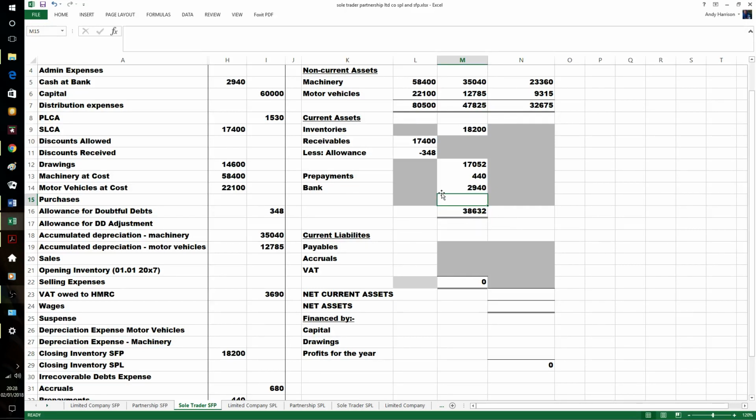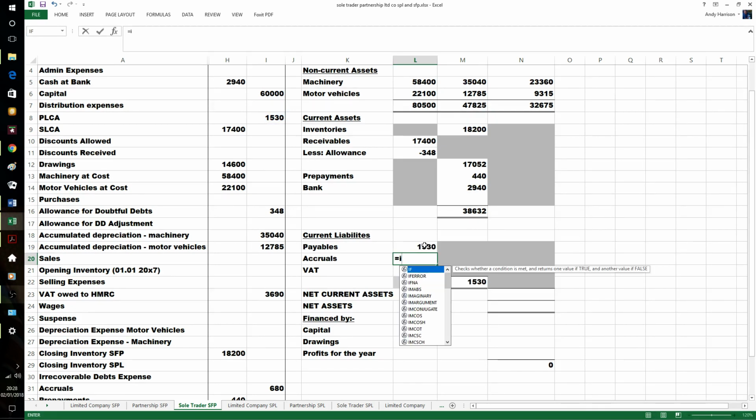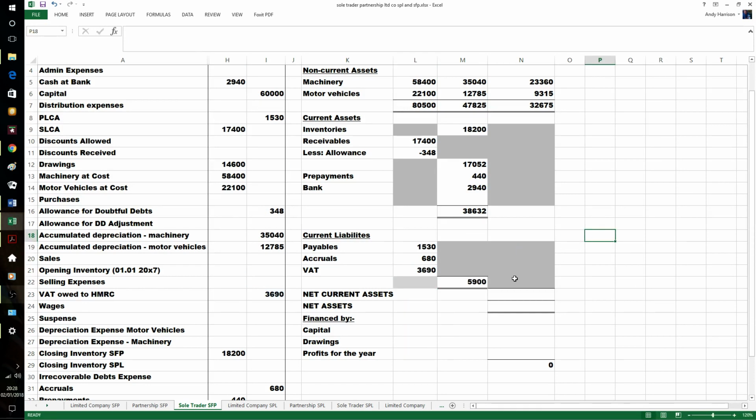Current liabilities are in the column to the left. Well, they're credits, those are debits, so it's nothing to do with debits and credits, it's simply in a different column for layout purposes to avoid confusion. Payables, accruals, and VAT. Those are liabilities we've got to pay in the near future. Our current liabilities adding up to 55,900.